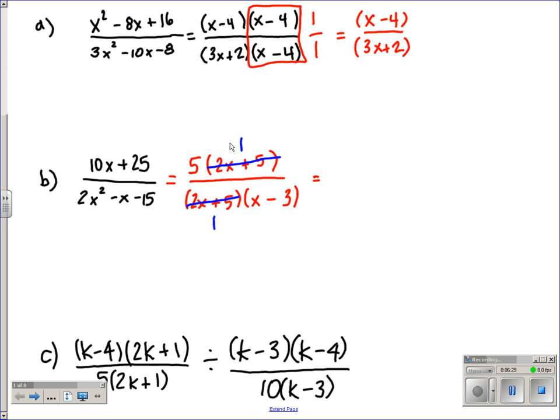It becomes 1. So right now we're left with 5 times 1 over 1 times the quantity of x minus 3. Go ahead and multiply that, simplify it the rest of the way. We get 5 over the quantity of x minus 3. There are no more common factors, so we have simplified that expression.